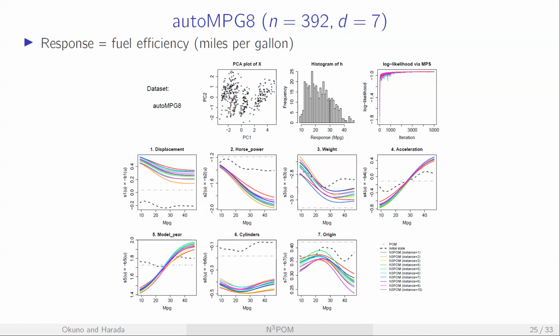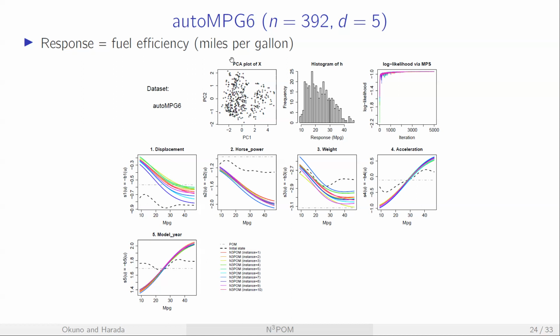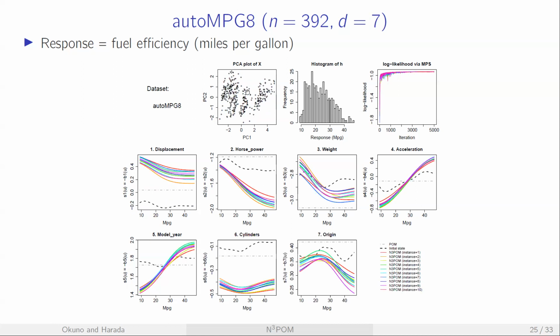Okay, and there is a similar dataset called OutMPG8. OutMPG8 consists of the OutMPG6, which I described in the previous slide, and the two additional variables, cylinders and origin, are included in the OutMPG8 dataset. So comparing these two datasets, we can measure the robustness of the proposed approach against the additional variables. And as you can see, the results of OutMPG8 are consistent with the result of OutMPG6.